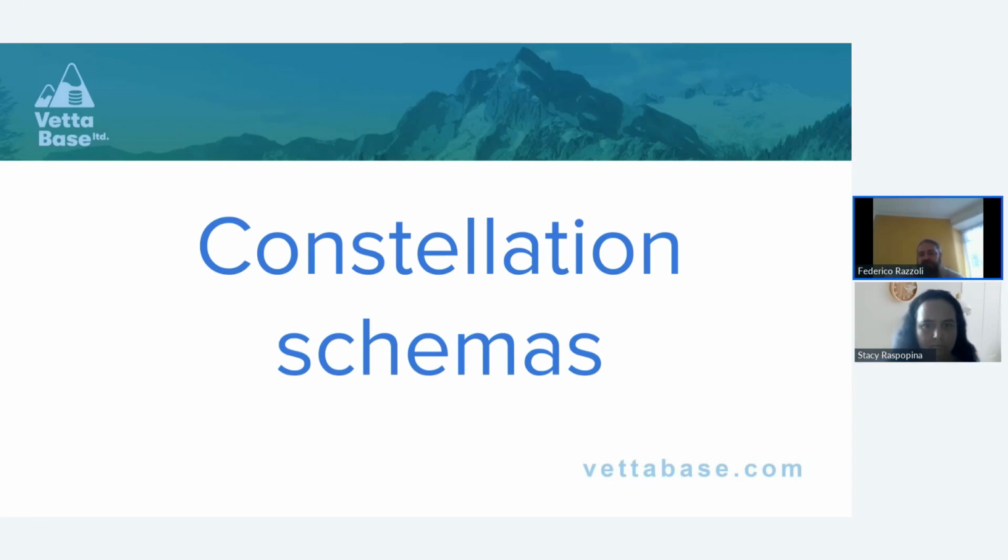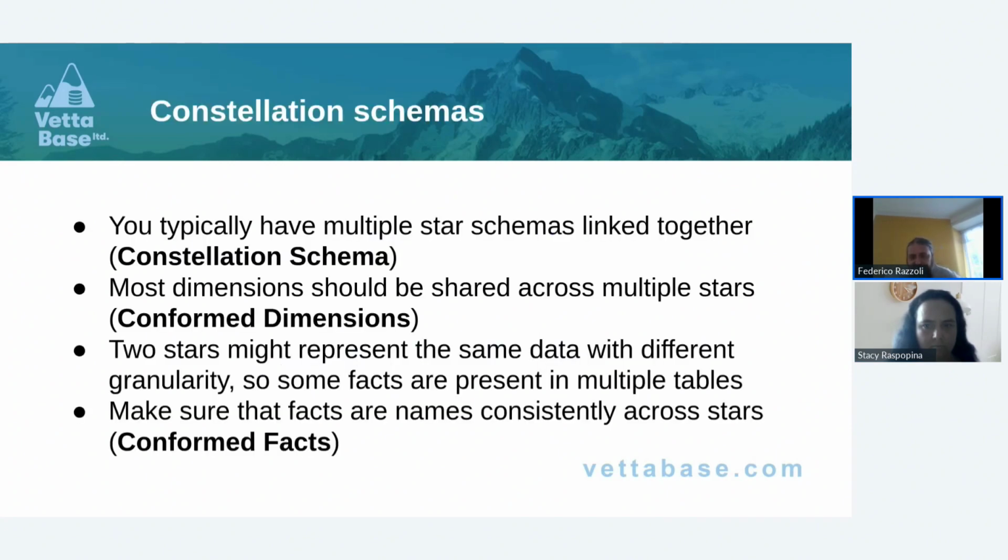Let me spend also a couple of words about constellation schemas, which is just a fancy term to say that you usually have multiple star schemas. Multiple stars form a constellation. But in a constellation schema, you should be careful about a couple of things. You should have conformed dimensions. This means that typically some dimensions are used by multiple fact tables. The date is the obvious example, because every fact table should have a date, probably. I never saw an exception, at least.